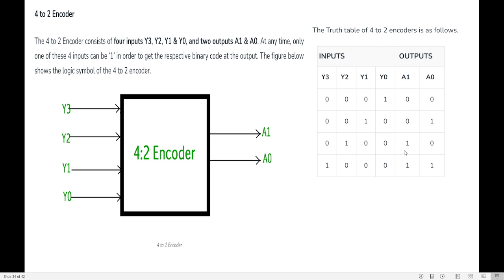So what would be the output? Since Y0 is 1, the output is 0, 0. Y1 is 1, the output is 0, 1. Y2 is 1, the output is 1, 0. Y3 is 1, the output is 1, 1. So this is how we need to construct the truth table. You get a reverse diagonal. Now I've got the truth table. Now I need to write the expression for A0 and A1.